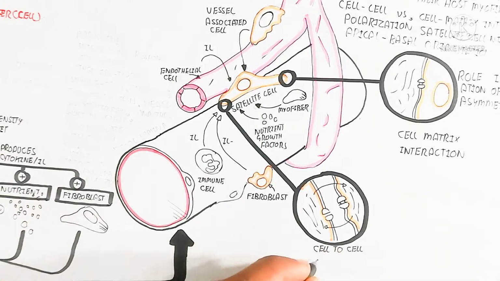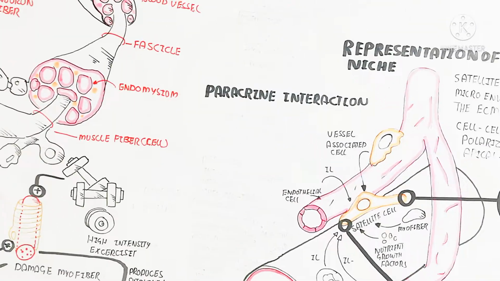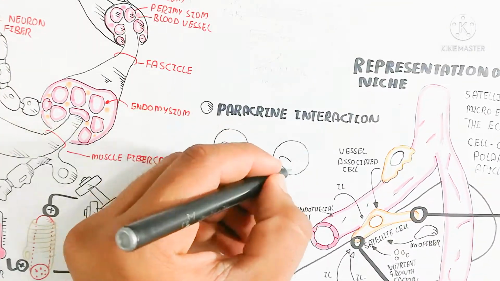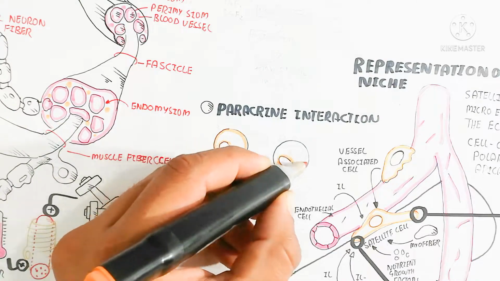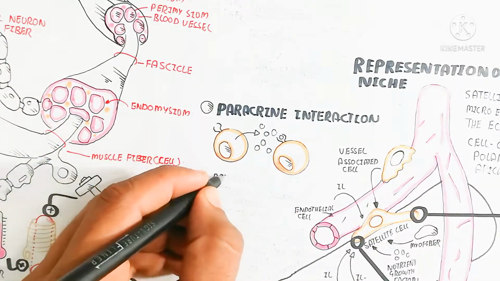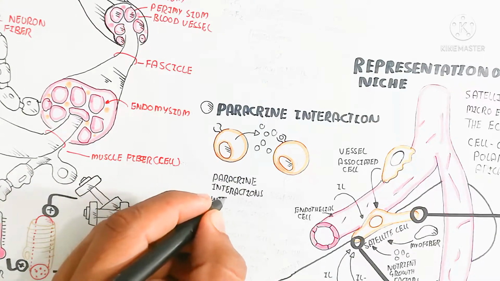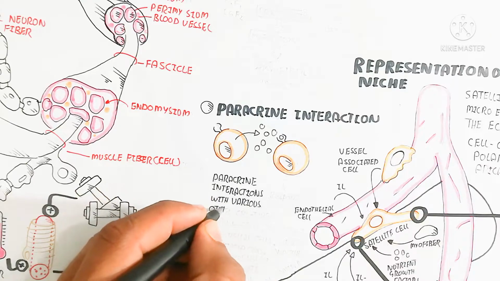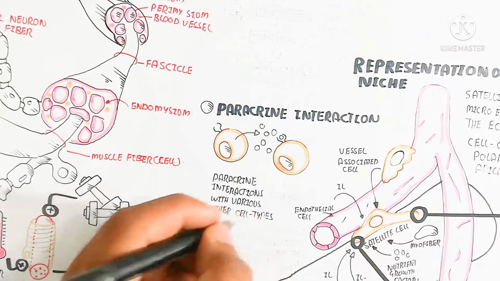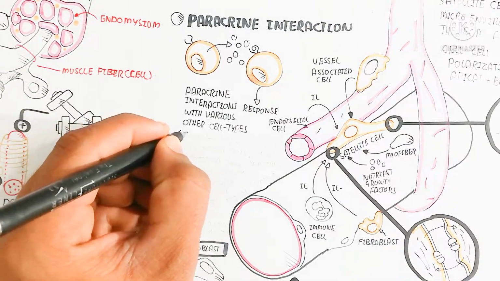The satellite cell resides within a specialized microenvironment, tightly packed between the extracellular matrix and their host myofiber, with cell to cell versus cell to matrix interaction, and polarization. The satellite cell niche has an apical basal orientation and plays a role in the determination of cell fate in asymmetric division. So the asymmetric division will occur.